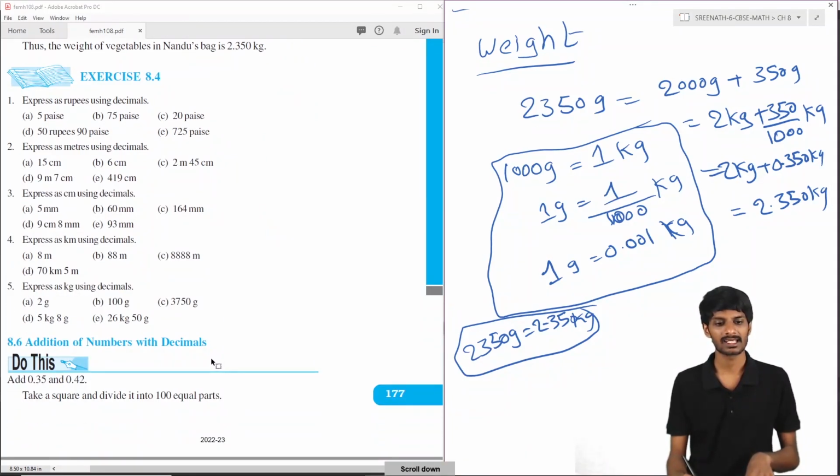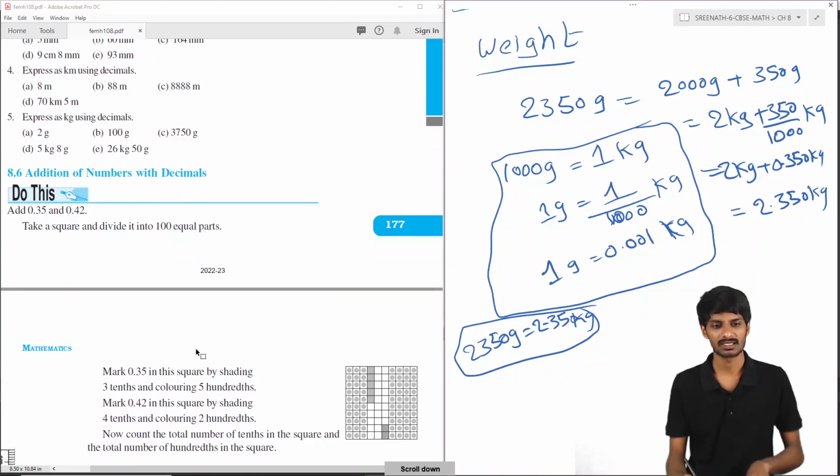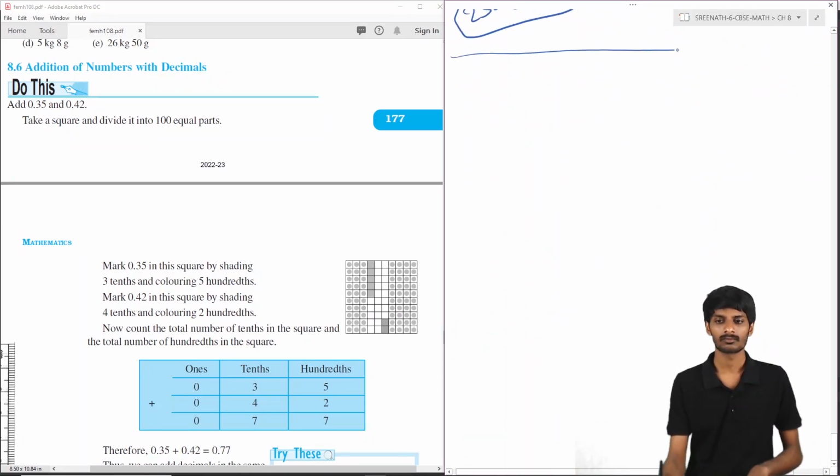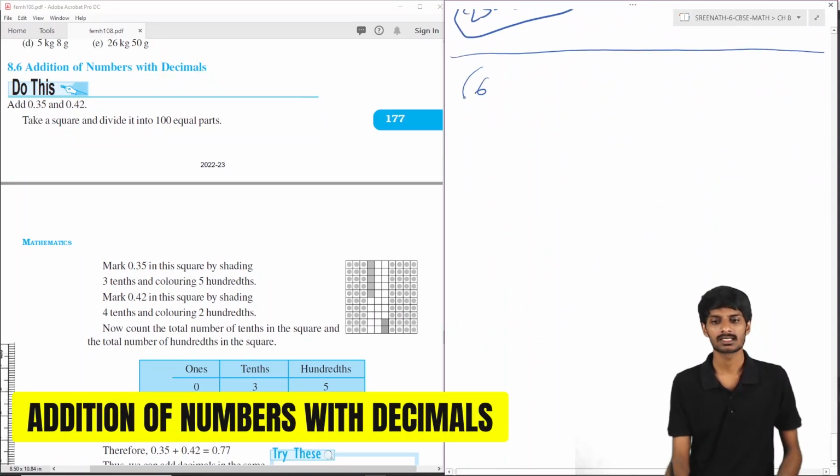So students, next thing is addition of numbers with decimals. How to add decimals, students? So the sixth thing is addition of numbers with decimals. How to add the decimals? Adding decimals.